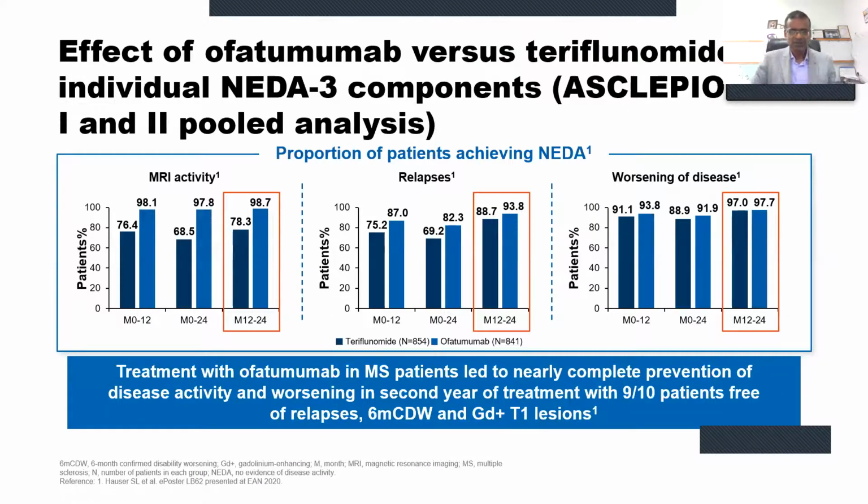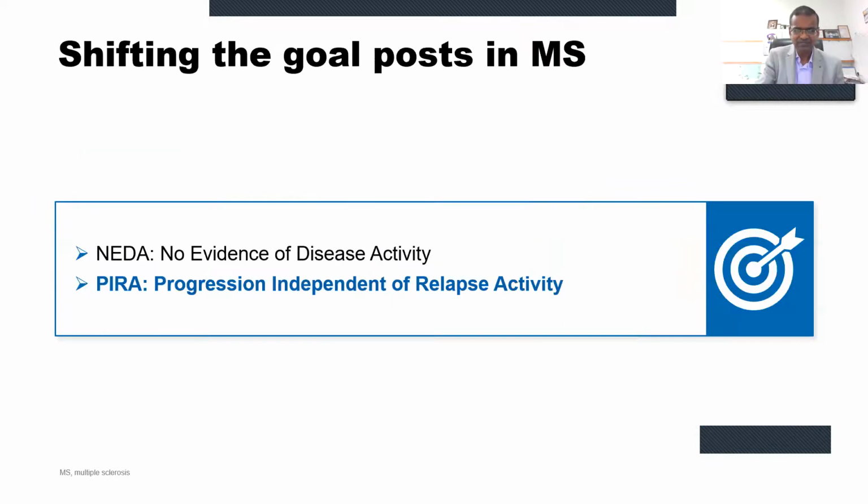And one more study has compared ofatumumab with teriflunomide on individual components. We looked at NIDA-3, which has MRI, relapses, and worsening of disease. And almost all the three parameters are equally protected with ofatumumab, close to 90% or more, looking in terms of relapses, disability progression, as well as MRI lesion.